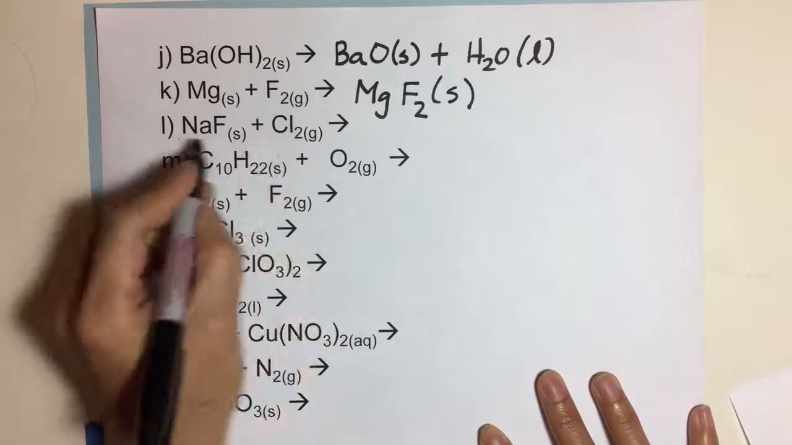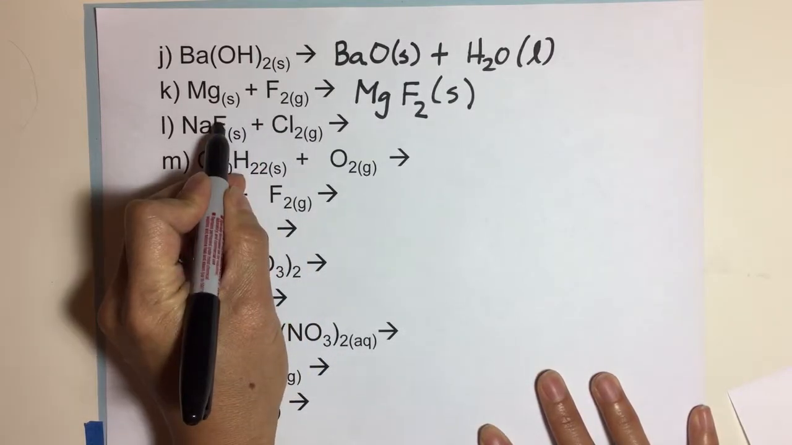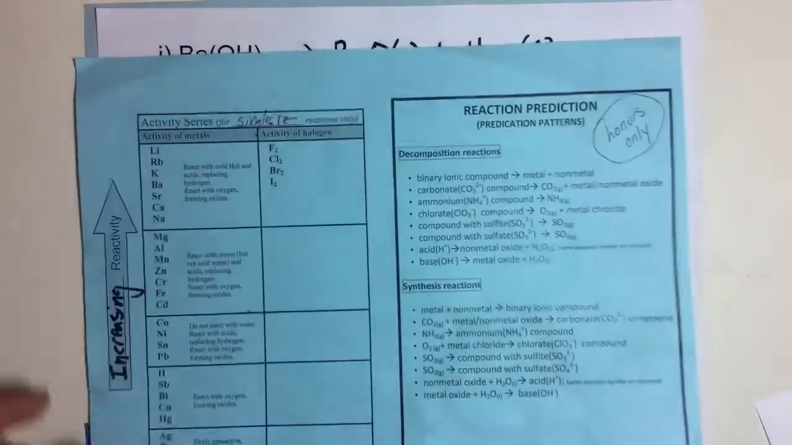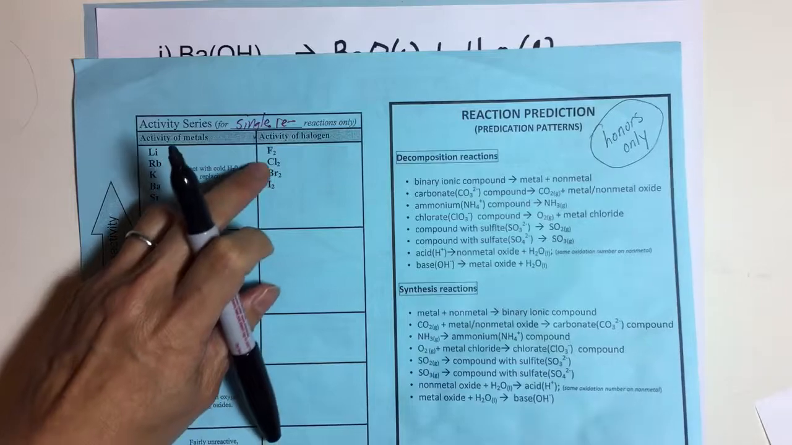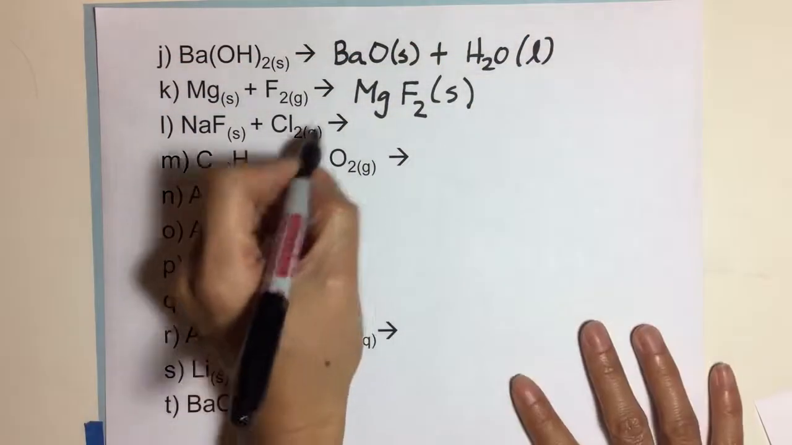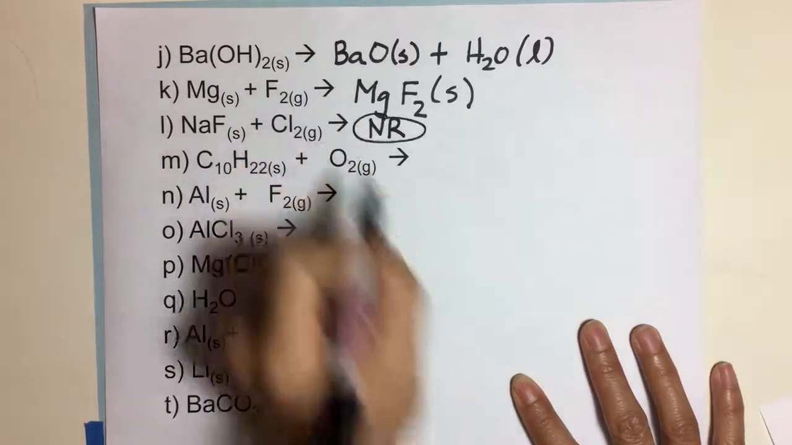And then we move over, single replacement. If you can see the single guy replacing F, but it looks like F is more reactive than Cl. So it looks like Cl can't replace F. So it's no reaction. So I'm going to lead to no reaction. I'm going to call it NR.